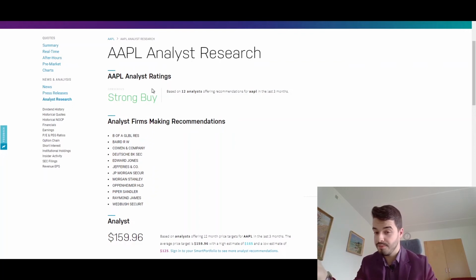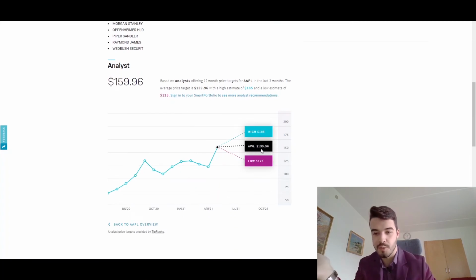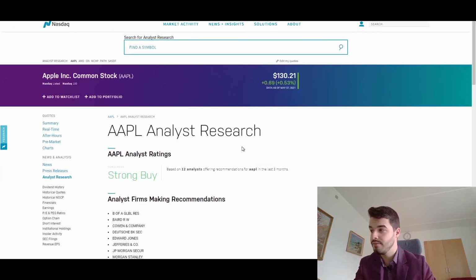It could be hold, it could be sell, so they can help you with that. And down below you can see the average prices they have given. So the average price for Apple, all the analysts give it 160. You go up, you see it's 130. So it's below the average of the analysts. That could tell you that probably, and hopefully, the Apple stock will grow.